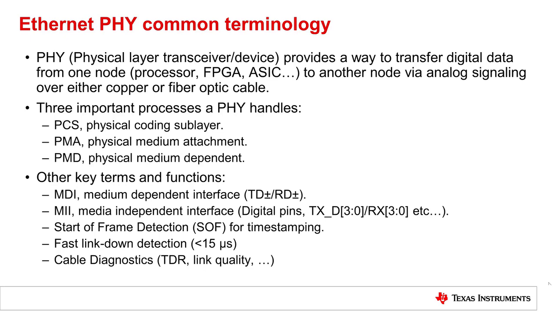A feature which needs to be in the PHY for many of the industrial Ethernet protocols is the fast link down detection. In this mode, typically the PHY can detect a link down in less than 15 microseconds. Last is cable diagnostics, which is TDR or link quality.